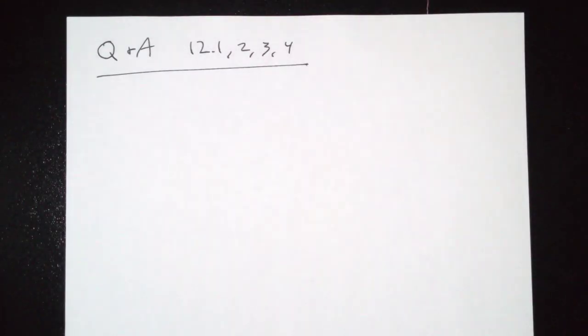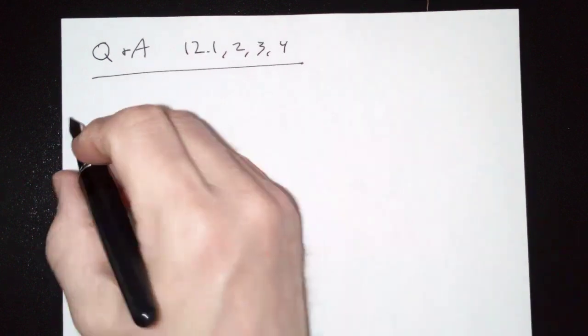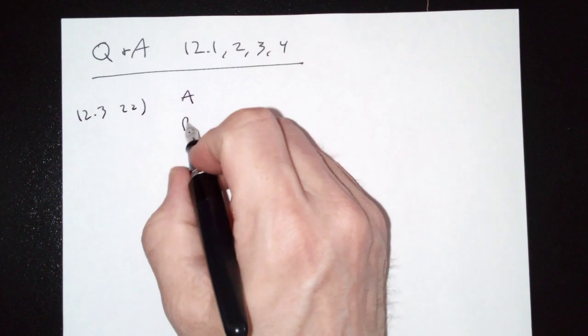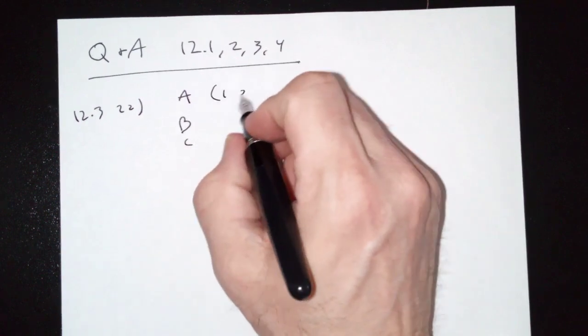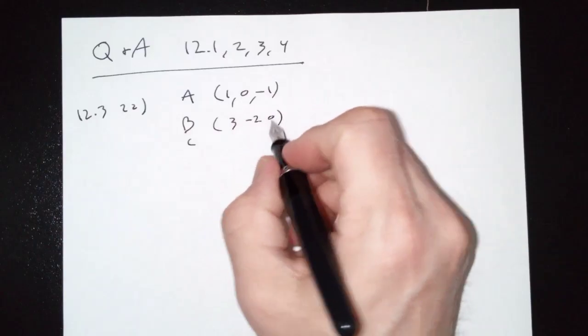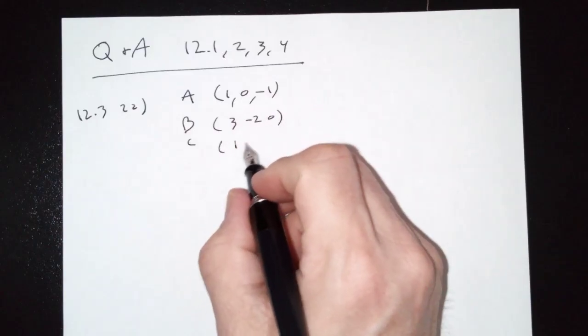Yes, ma'am. 12.3.22, 12.322. We're supposed to find the angles of the vertices. I got my angles added up to over 180. Okay, so give me the points that are involved in that question. A is (1, 0, -1), B is (3, 0, -1), C is (1, 3, 3).